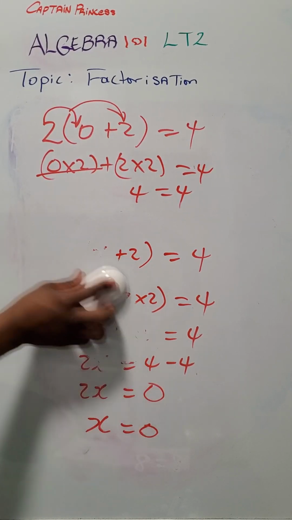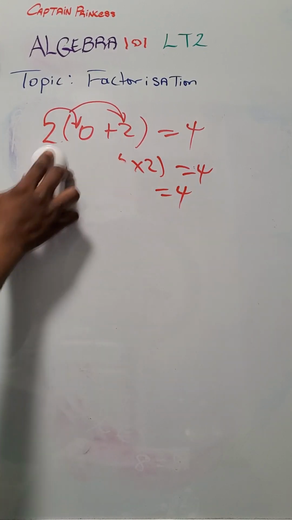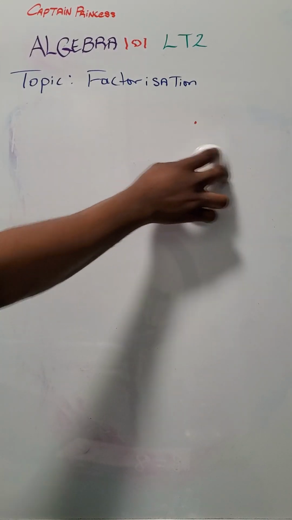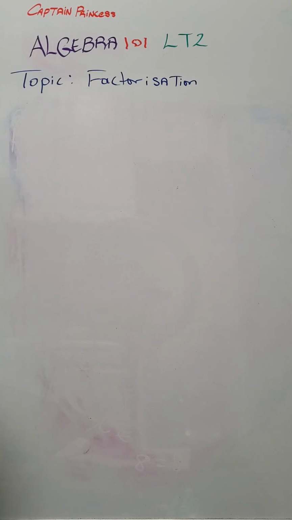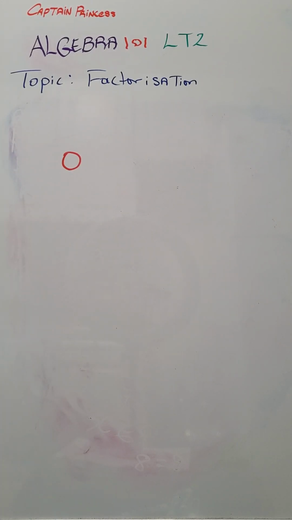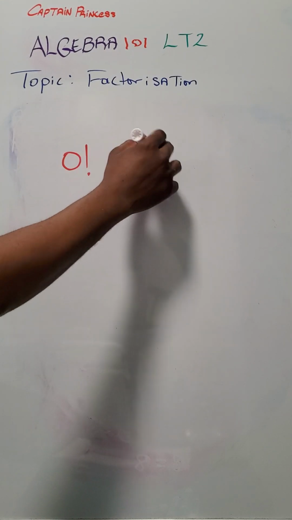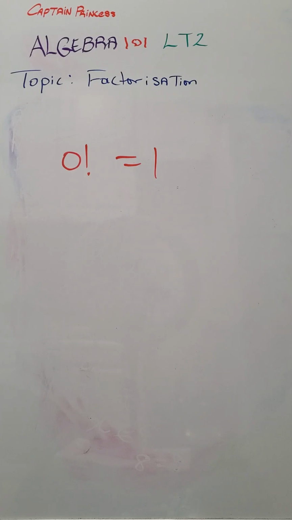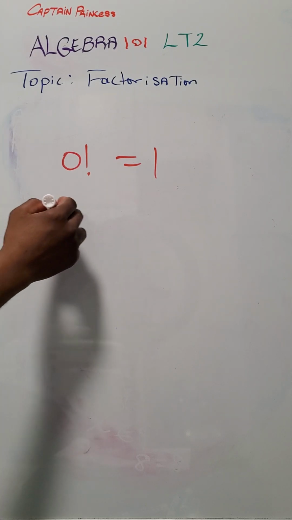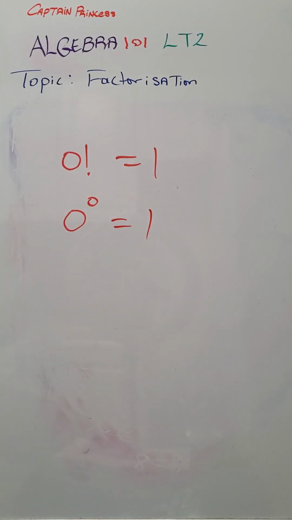Now, this is a teaser question, guys, and I will need you to give me your answer. Do you know that 0 factorial is equal to 1? Yeah, guys, 0 factorial is equal to 1. And also, 0 raised to the power of 0 is equal to 1. That's the trick question, guys.